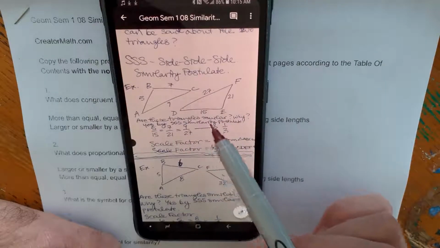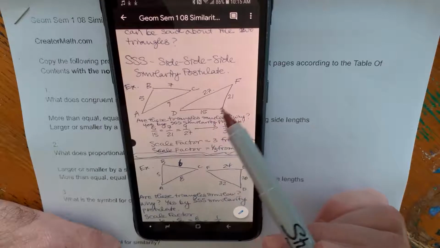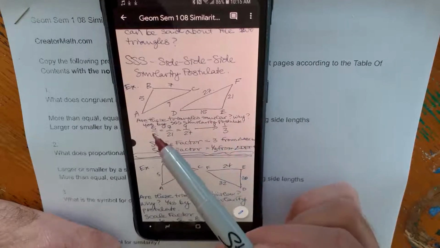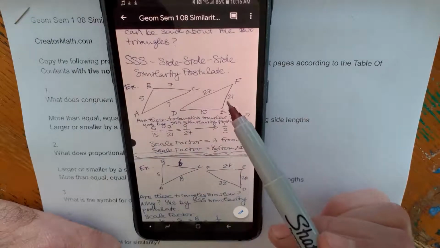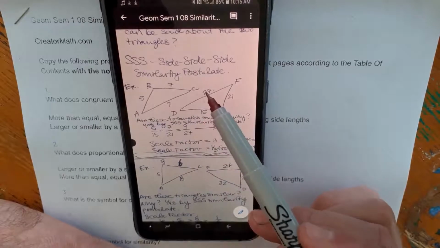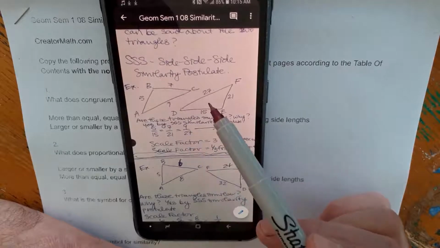So we go over and look at the other triangle. Low, medium, high, right? 15, 21, 27. And we go in that order. So the 5 over 15, that's 1/3. Then we take the 7 over 21, that's 1/3. And we take the 9 over 27, and that's 1/3.